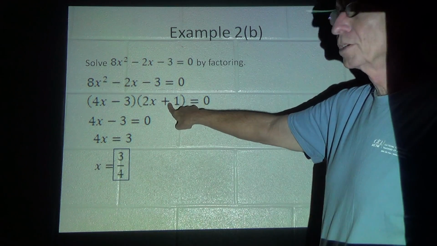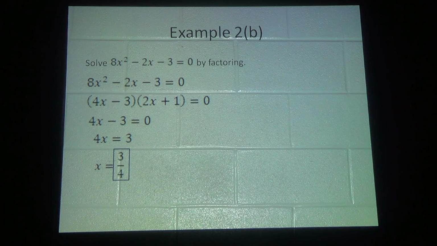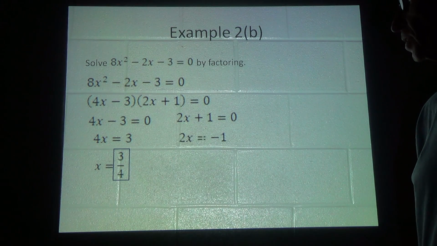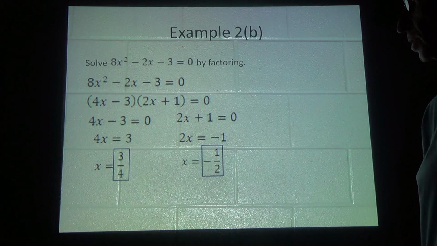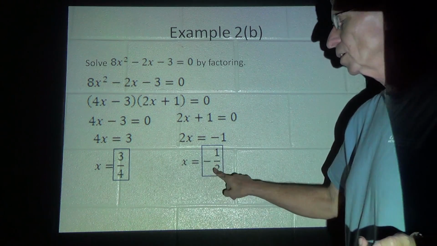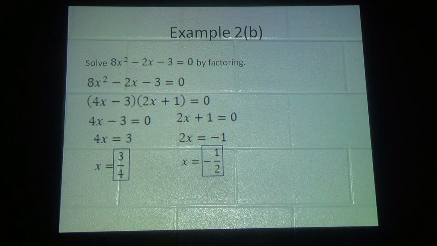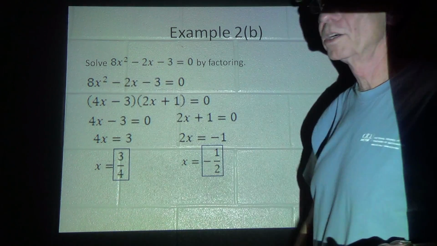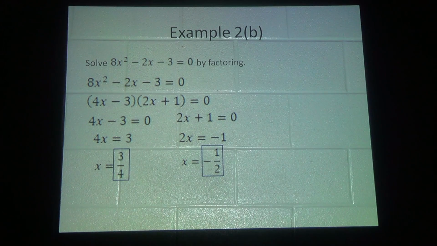Now we need to evaluate what makes 2x plus 1 0. So we start out with 2x plus 1 equals 0. Subtract the 1 from both sides, gives us 2x equals negative 1. Divide both sides by the 2, gives us x is equal to negative 1/2. So the two solutions here are 3/4 and negative 1/2. If we place either one of these numbers into here for x, we will get 0.